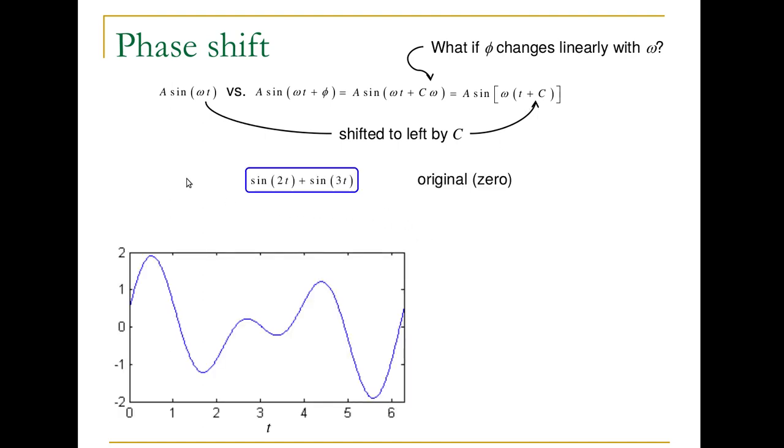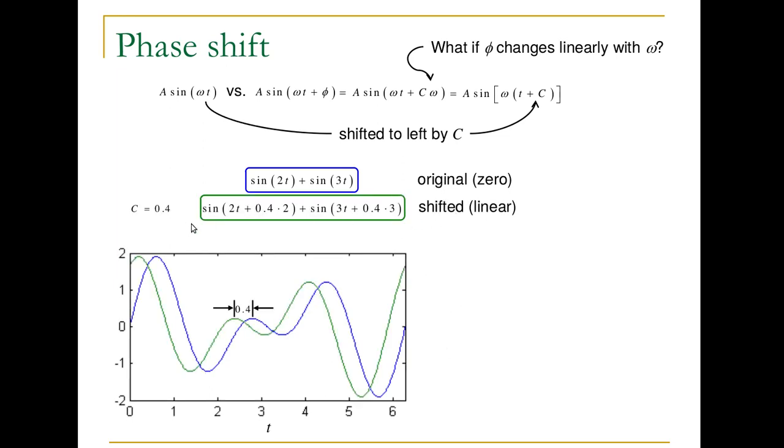Here it is shown graphically. If we have an input signal sine of 2t plus sine of 3t, it would look like this. And if we were to have a linear shift, then the output would be sine of 2t plus shift. Here, capital C is 0.4. So our phase angle is 0.4 times 2 for this frequency component, and our phase angle is 0.4 times 3 for this frequency component. And the result is plotted in green. You can see that it is the same as the input signal, just shifted in time.